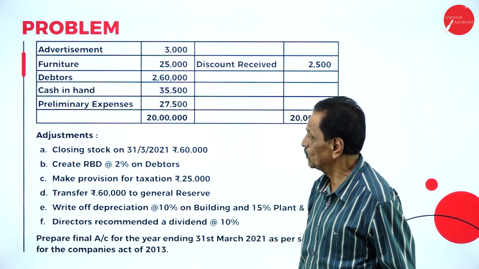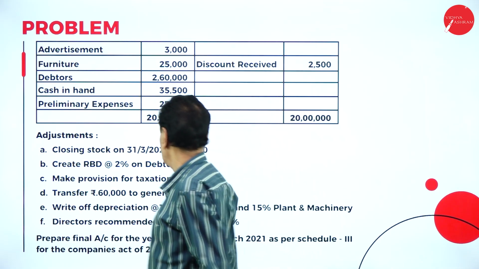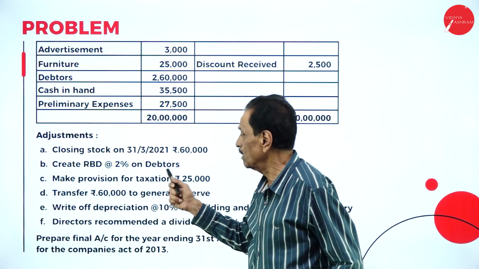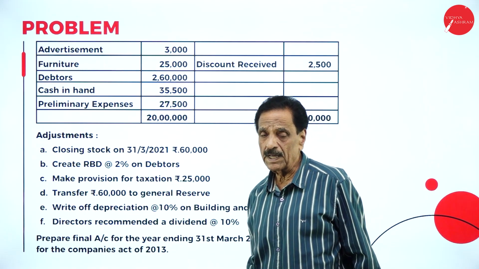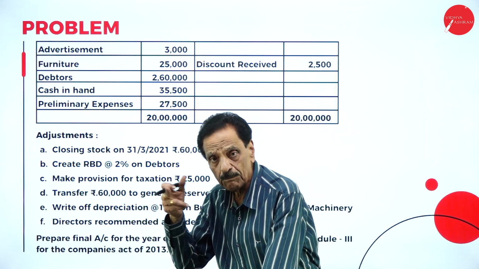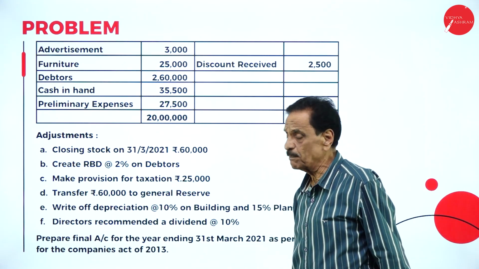Every expense should be shown separately, or it can be deducted from reserved surplus. Discount receipt is other income. For closing stock, the double adjustment, RBD: you have to make it RBD and debtor. Make provision for tax and deduct it from the profit and loss account, then it will come under current liability.